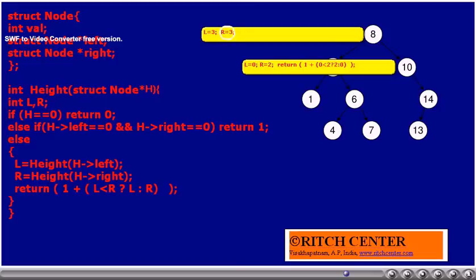By now, we have traversed the left subtree of the root node and the right subtree of the root node, and we found both of their heights are 3. The maximum of them will be 3. Then we'll add 1 and we'll return 4. That is the height of this tree. Like this, we will be traversing the tree recursively and we can find out the height of the tree.